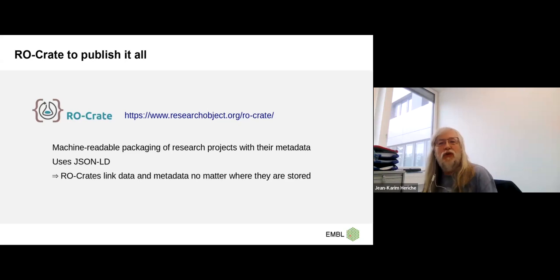And finally, I just want to quickly mention how to publish everything. And I want to mention this Crate initiative, which was basically a way of publishing or packaging a research project and the whole of it as one, so that everything is together, or at least it's linked all together, so that you can actually properly document or recreate the whole thing.